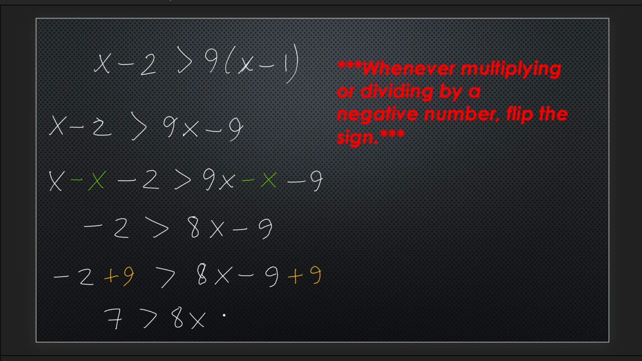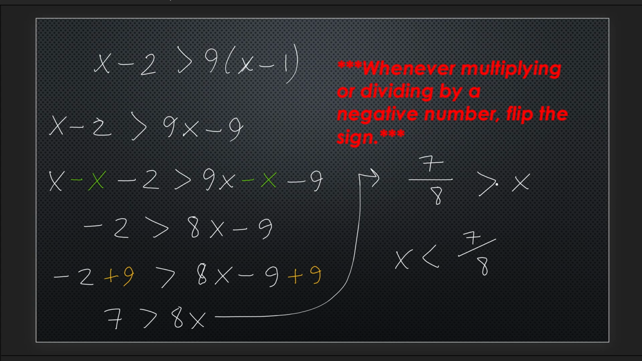So far I didn't multiply or divide by any kind of negative number, so I don't have to flip the sign, and I know I'm not going to have to flip the sign in this problem. But basically you're going to divide both sides by 8. So x is less than 7/8, or you can turn it around this way, as long as that symbol is still pointing at the x. And that's it.